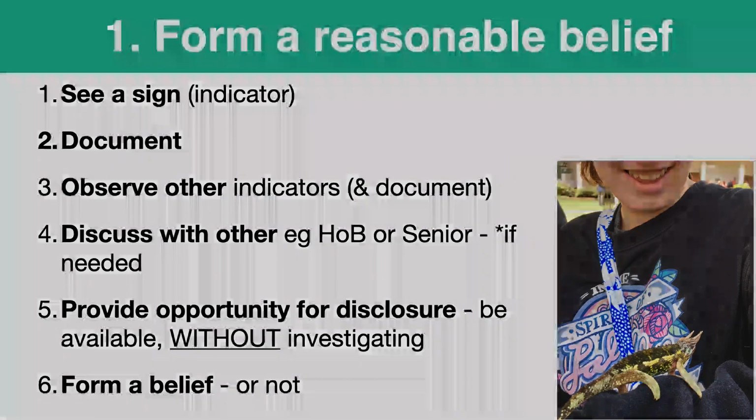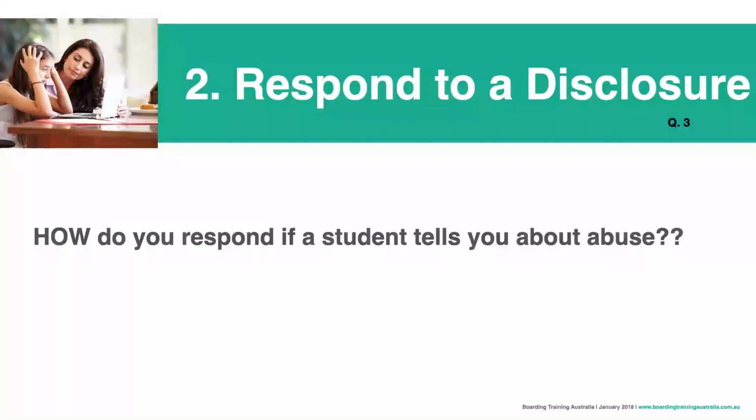The other way we have to know how to respond is if a student has disclosed to us that they have been abused, or somebody else has told us that they think a child has been abused. How do you respond if a student comes to you and tells you about abuse? What are the key things that you need to do? Think about that for a moment. All the parts to how you're going to respond.